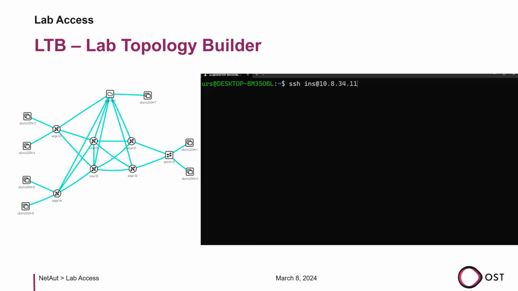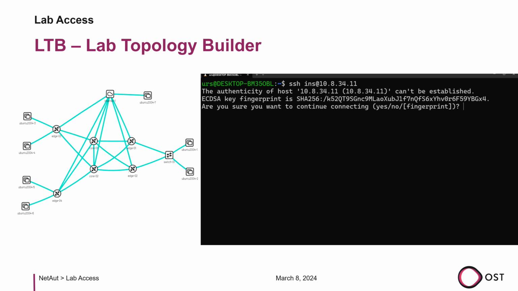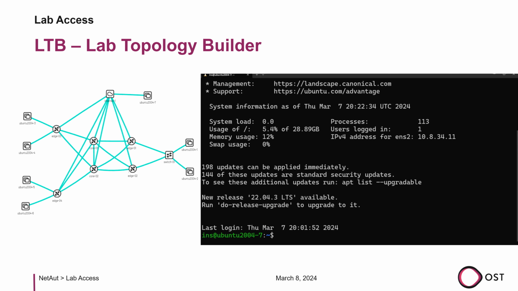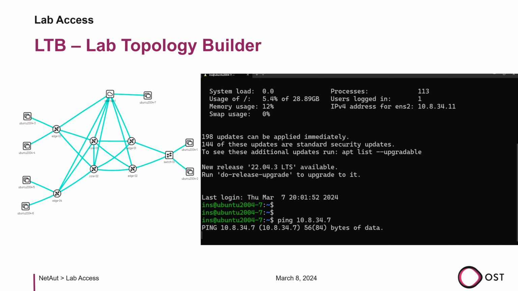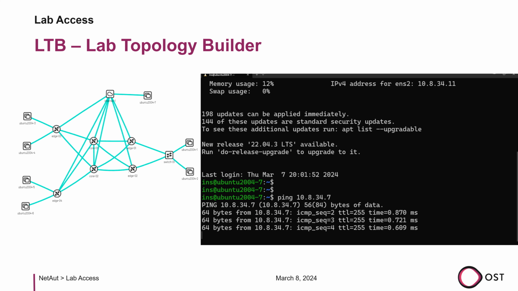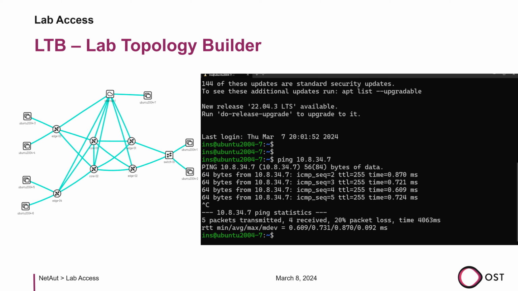When we have the IP address for the devices from the UI, we can use the normal SSH client to connect to the Ubuntu machine, for example. Now we are on the Ubuntu machine in the lab. From here, for example, I can also ping the core router, which had the IP address .7. So I can also ping it. I can also from here then SSH to this router. That also works.